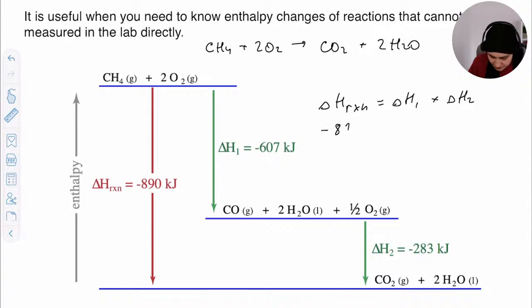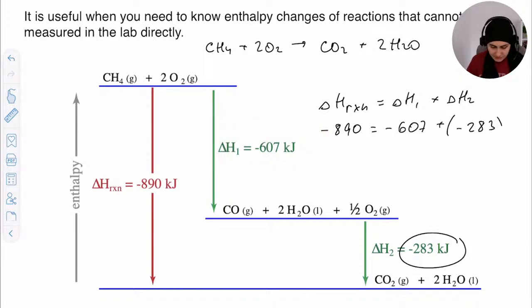So the reaction is minus 890, and that equals this reaction, minus 607, plus this reaction, minus 283, and it should be the same. My mental math is very slow today. Yeah, that works. So that's Hess's law.